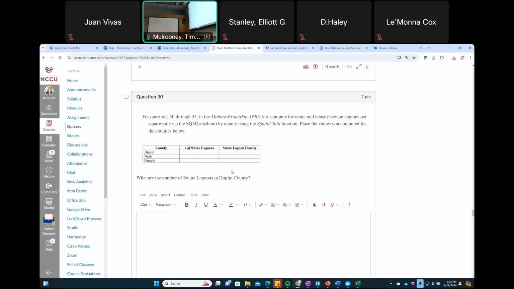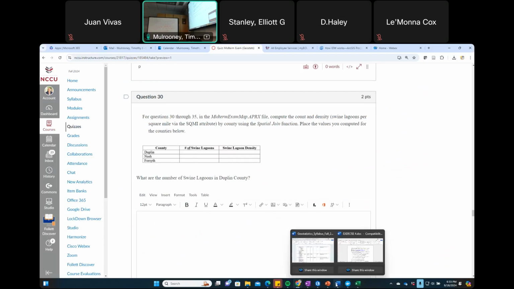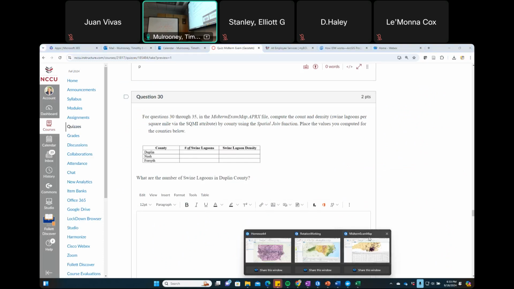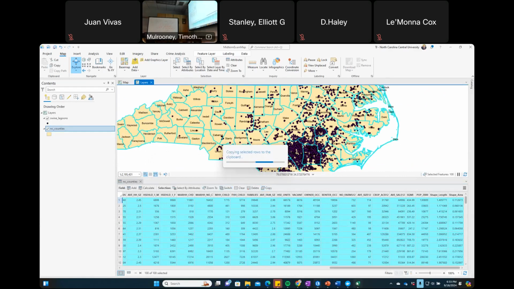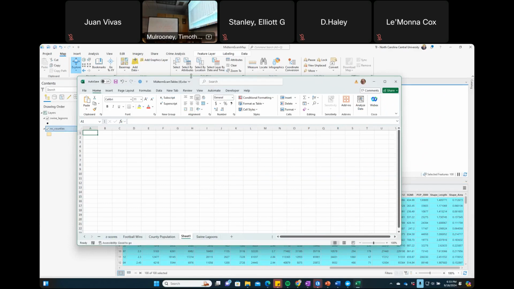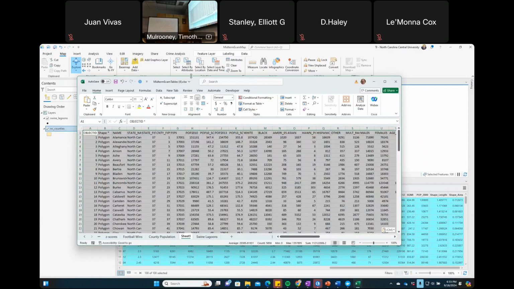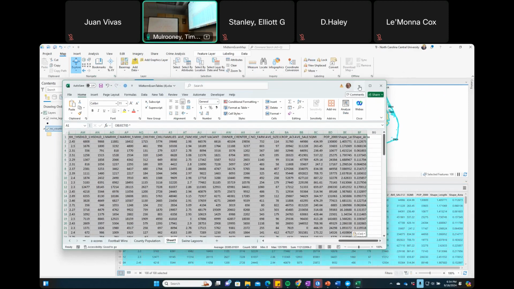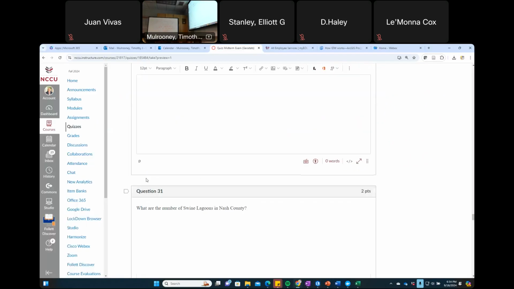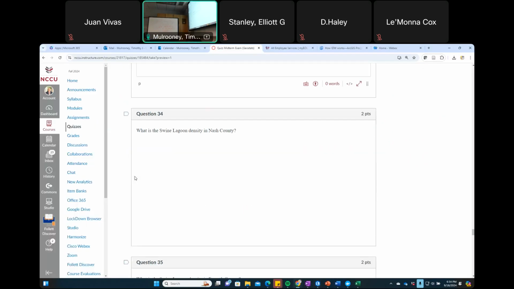If worse comes to worse, what can we do? Hey, I don't know what to do, I forgot how to do this in ArcGIS Pro after my spatial join. What are some things we can do? Copy. Plop that thing straight into Excel and do your calculations from there. When in doubt, just do that. If I forgot how to add a column in ArcGIS Pro, bring it all in here. Make sure it has that frequency or that count at the end, because that's where we get that spatial join from. So the number of swine lagoons, the density.